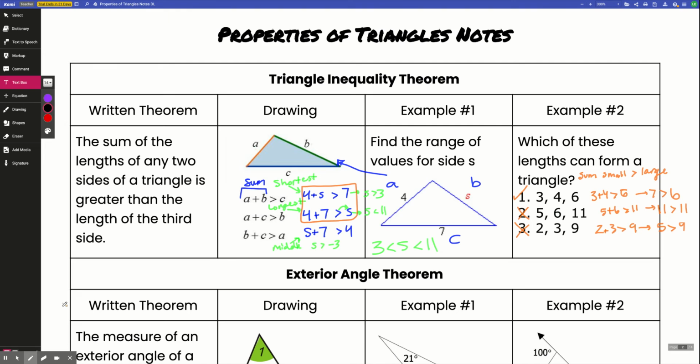Okay, all right. So we've got two more theorems to look at in this video. Give me a second, let me clear my screen, and then we'll talk about those last two theorems.